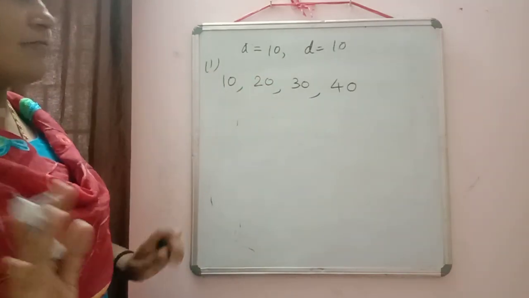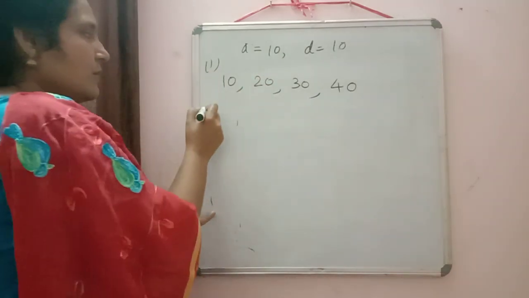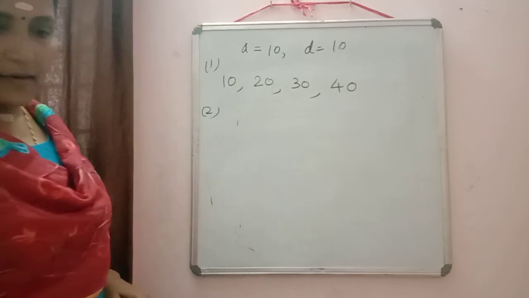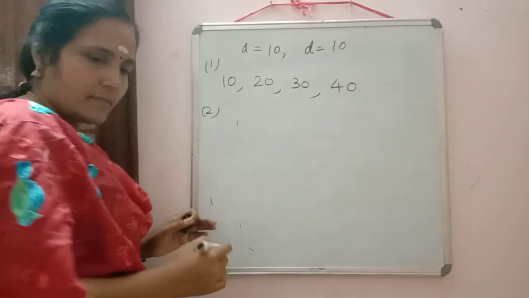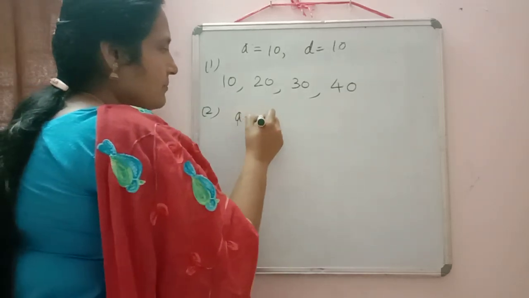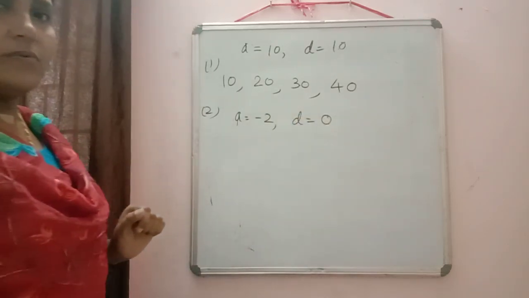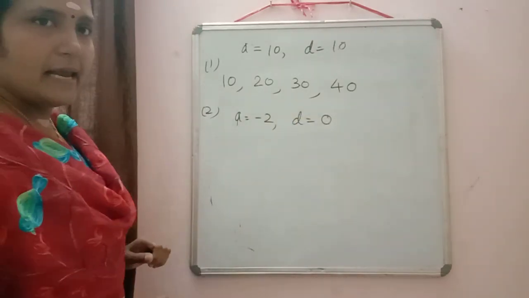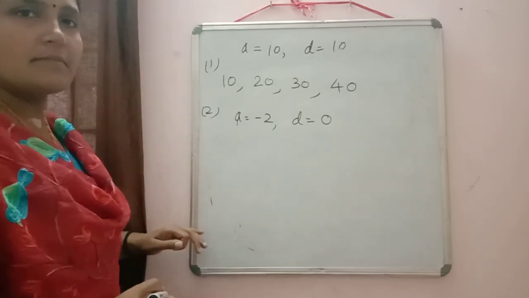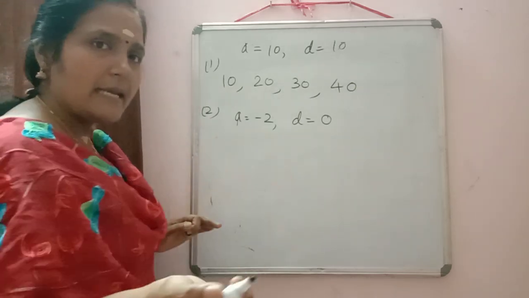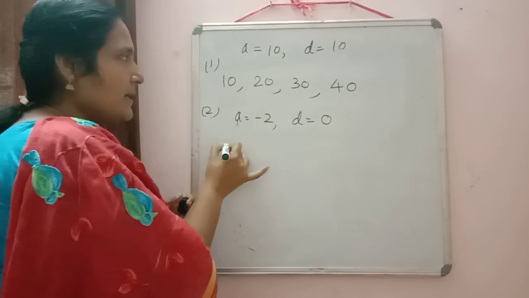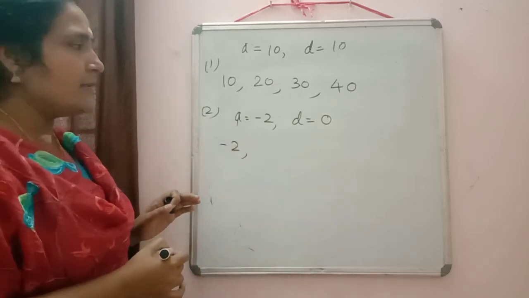In this way, we can find out the numbers. Now doing the next question. Next question is given. A is equal to minus 2 and D is equal to 0. So directly we are writing what will be the first 4 terms of the AP. You can write down if you know. First one will be equal to, yes, minus 2.